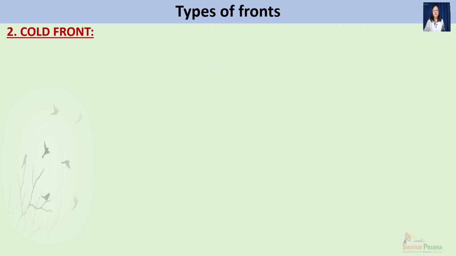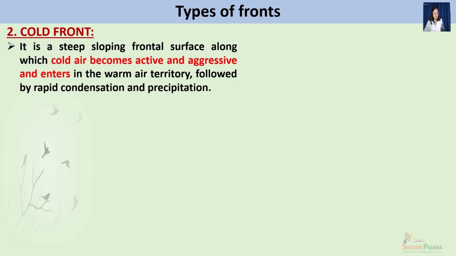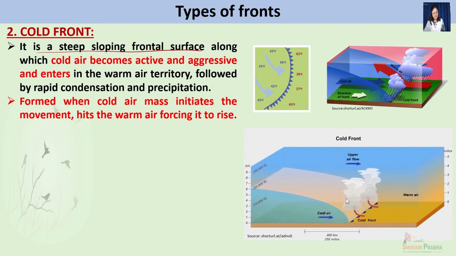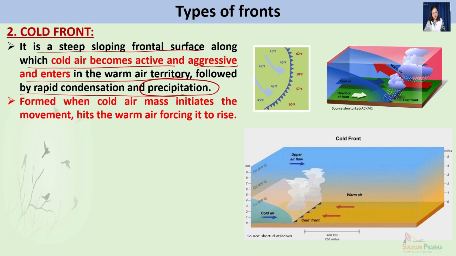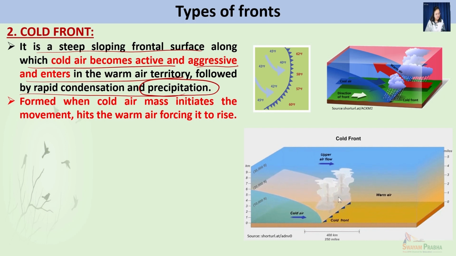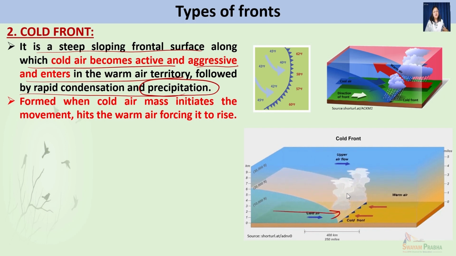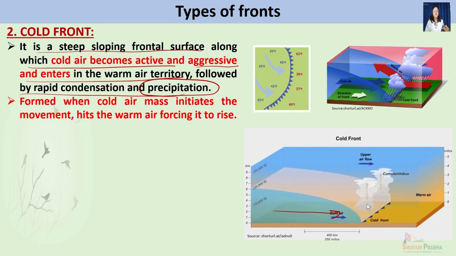Besides warm front, we also have cold fronts. So in these particular zones, what happens? It is a steep sloping frontal surface along which the cold air becomes active and aggressive and enters into the warm air territory, followed by rapid condensation and precipitation. When the cold air becomes aggressive, it tries to invade the area of warm air. The front which is formed is quite steep, as you can see in this diagram also.